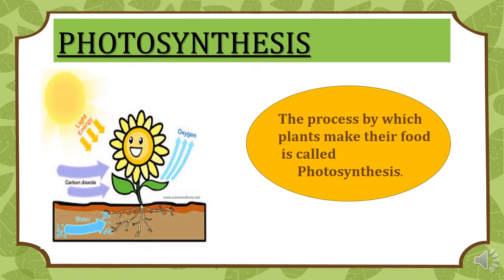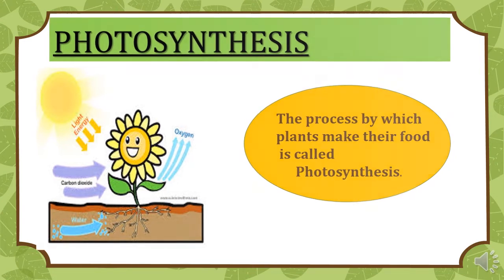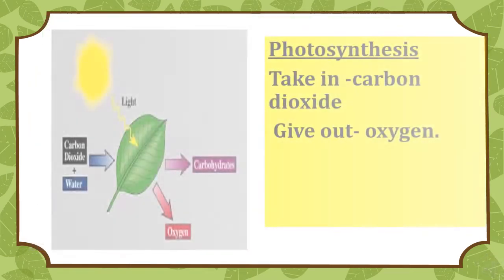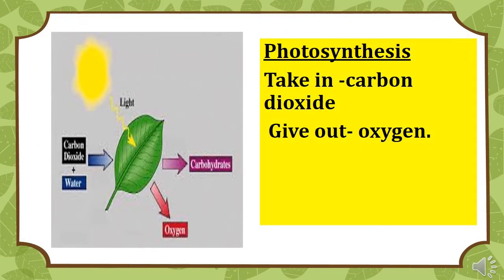Let's learn about photosynthesis. The process by which plants make their food is called photosynthesis. Apart from chlorophyll, plants also need sunlight, carbon dioxide from the air, and water from the soil to make food. During photosynthesis, plants take in carbon dioxide and give out oxygen.